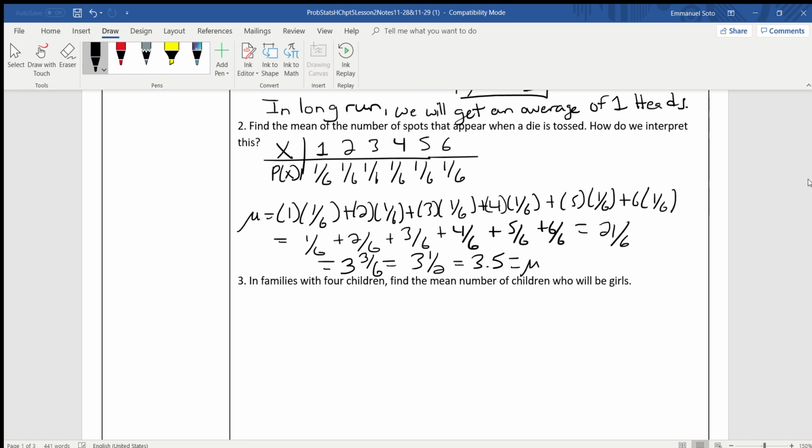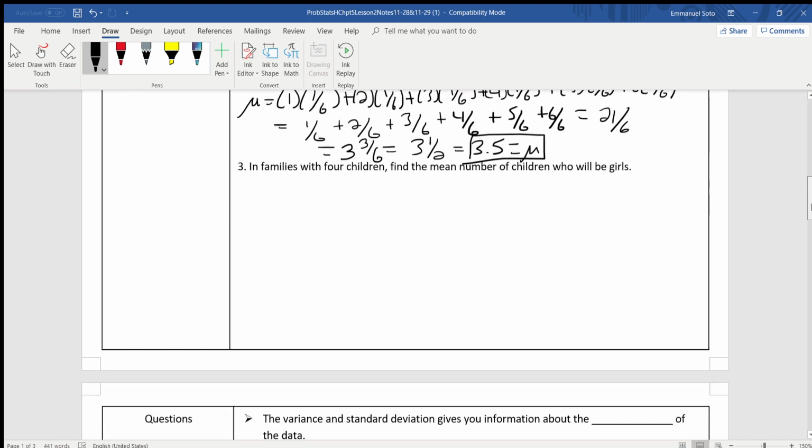So that is our mu. That's our theoretical average. So in the long run, if we keep rolling the die forever and we average the number of dots, we're going to get 3.5 dots. So that's what that means.